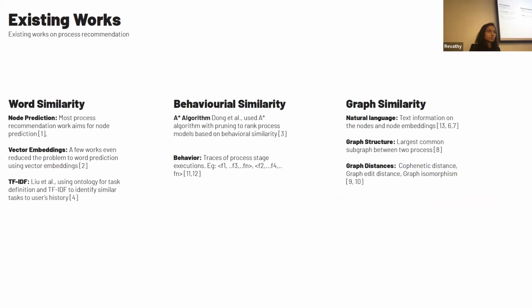When we looked into the existing works for process recommendation, the algorithms mainly focus on these 3 aspects. There are algorithms to identify similar words in 2 processes to rank their similarity. The second one is behavioral similarity, which takes into account the order or stages of execution of a process. And the third is graph-based similarity that uses classical graph similarity algorithms such as graph edit distance or graph isomorphism.